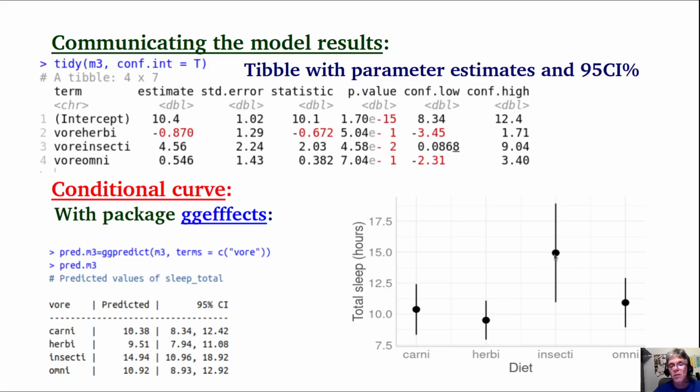showing that the means of the sleep time of insectivores do seem to differ from the rest, but the uncertainty due to the very low number of species that have this diet precludes us from declaring this difference in means statistically significant.